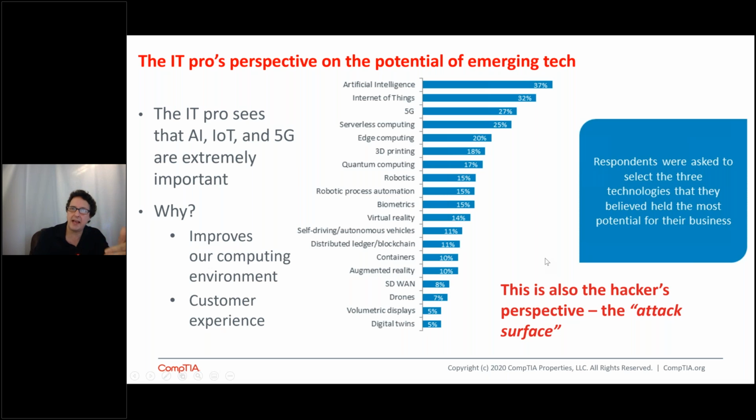But this is also the attack surface. If businesses are using artificial intelligence more and more, guess what? Hackers are going to go after that. Okay? So they're going to go, well, where's the AI? Well, the AI is in the cloud. Well, they're going to be attacking the cloud. That's what I mean by attack surface.